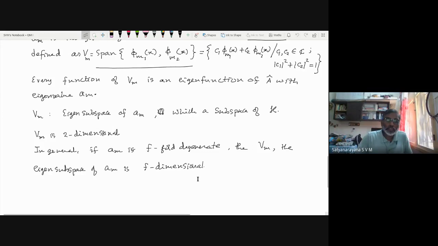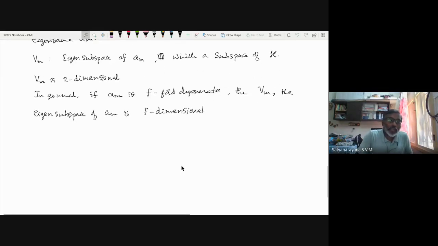Just by construction. Suppose I have f-fold degenerate, then I'm going to have linearly independent functions like phi m1 of x, phi m2 of x, etc., phi mf of x. So these many functions will be there. All of them have the same eigenvalue Am. Now you simply take a span of these. Span is always a vector space because by construction it is a vector space.